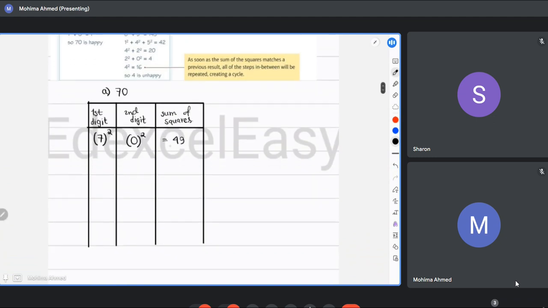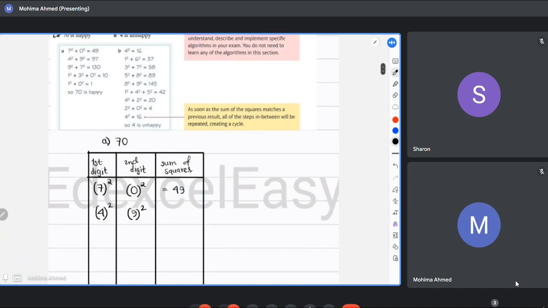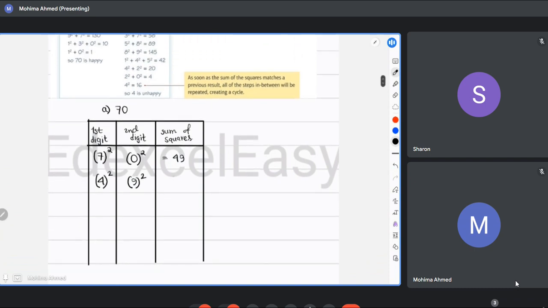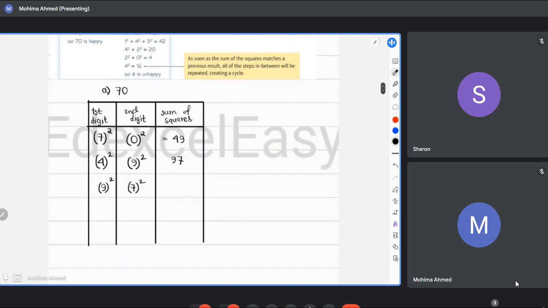Now over here, I got 49, right? And then again for 49, I can write 4 square, 9 square, which is going to be what? Already given over here, 4 square, 9 square will give you 97. 16 plus 81 is 97. Then again, this one is 9 square, 7 square, and this one turns out to be 130, right? So this is 130. And then again for 130 this time, there are 3 digits over here, which is going to be 1 square, then 3 square, and 0 square, which is now going to be 1 and 9, that is 10. And 10 means now you have 1 square and 0 square. At the end, you get 1, right?